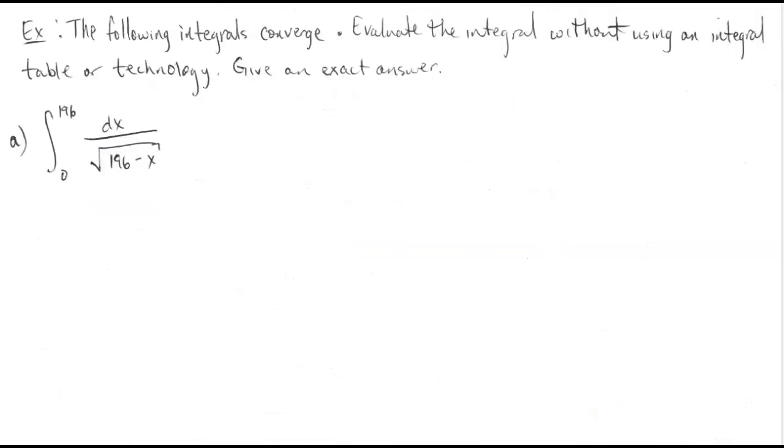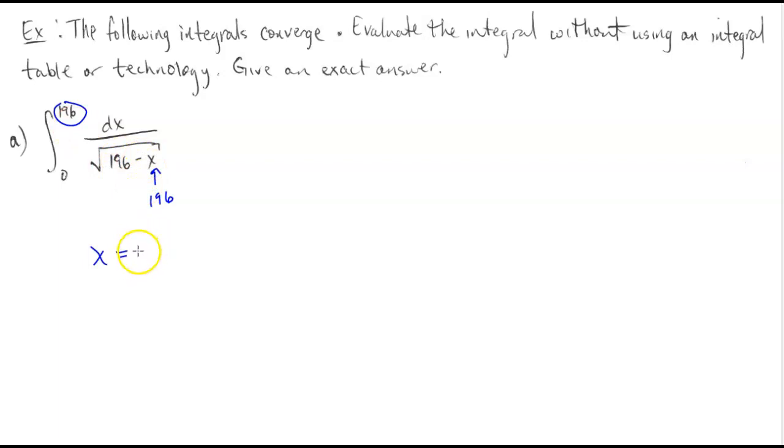All right, so for this next example, pretty much the same thing. We know that this particular improper integral will converge. We just need to figure out the value that it converges to. Now, how we know this is an improper integral is because if we were to plug in 196 down here, then of course we would have essentially 1 divided by 0.